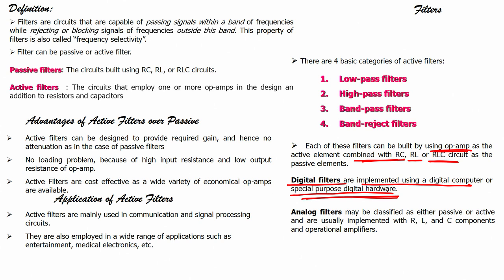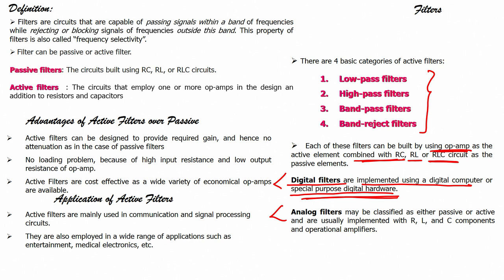Second, digital filters are implemented using a digital computer or special purpose digital hardware. Now, there are 2 types of filter based on whether it is analog or digital. So, it can be analog filters or digital filters. Also, based on the category, there are 4: low pass, high pass, band pass, band reject. But if you want to form a digital filter, it can be implemented using a digital computer, or it can also be implemented using special purpose digital hardware.